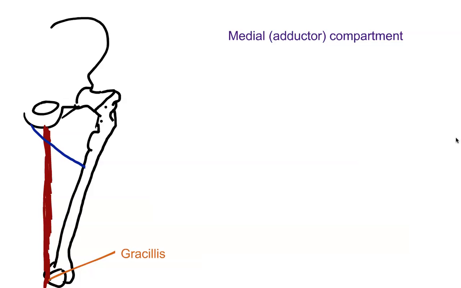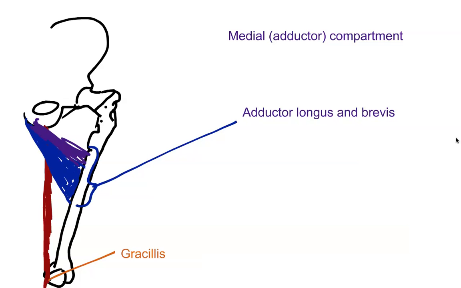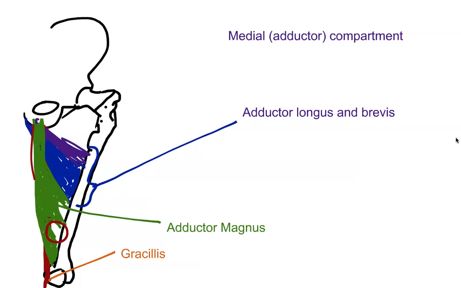Adductor longus and brevis, which go from the pubis to the linea aspera of the femur, and adductor magnus, from the ischial tuberosity and pubis to, again, the linea aspera, with the adductor hiatus for the femoral artery here. The medial hamstring part of this muscle is supplied by the tibial nerve, and the lateral part by the obturator nerve, which also supplies all the other adductors.